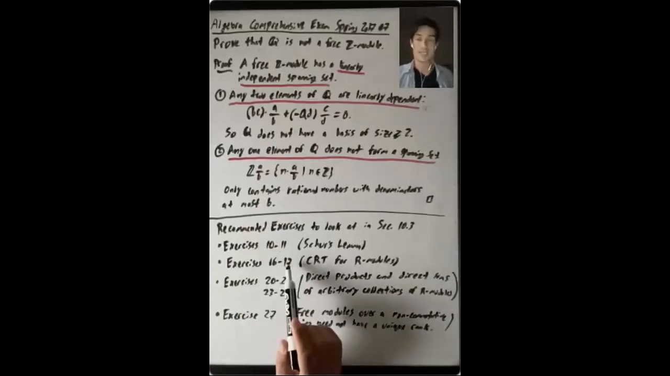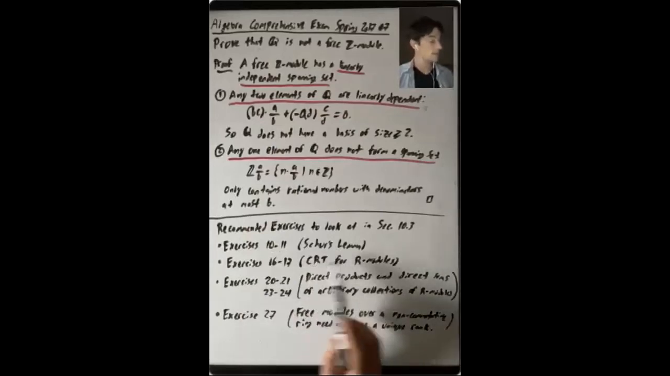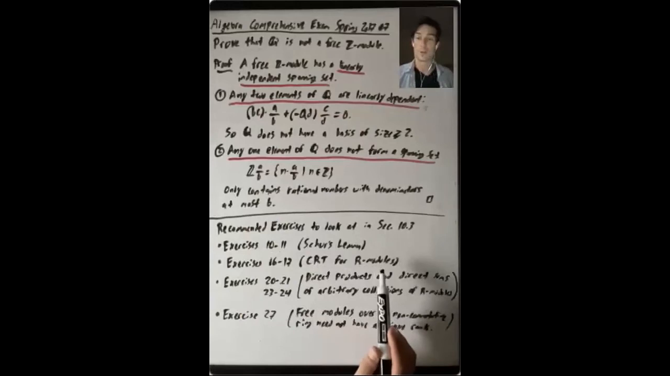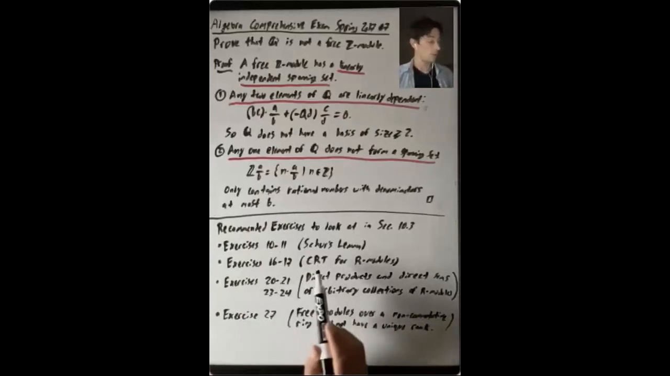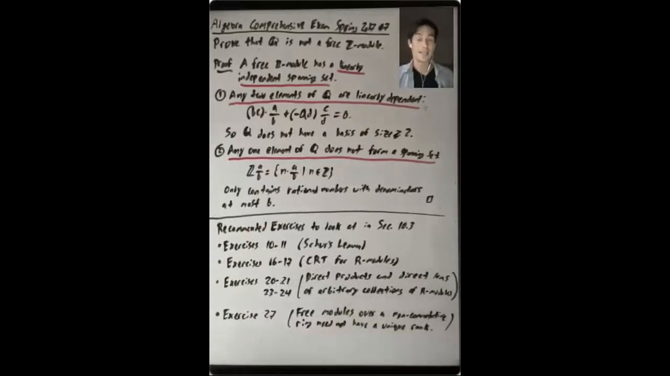Exercises 16 and 17: we proved the Chinese remainder theorem for rings in section 7.6 of Dummit and Foote. This gives a Chinese remainder theorem for R modules. So it's very similar. You should be aware that a statement like this is out there. I think I already mentioned some of these exercises when we talked about direct products of finitely many R modules.